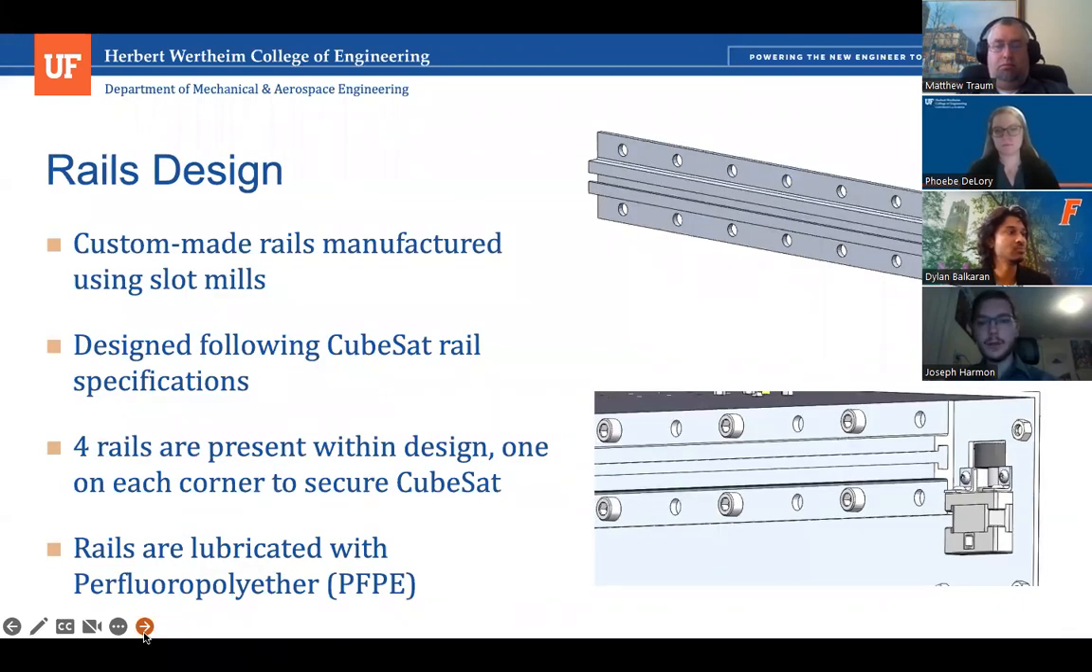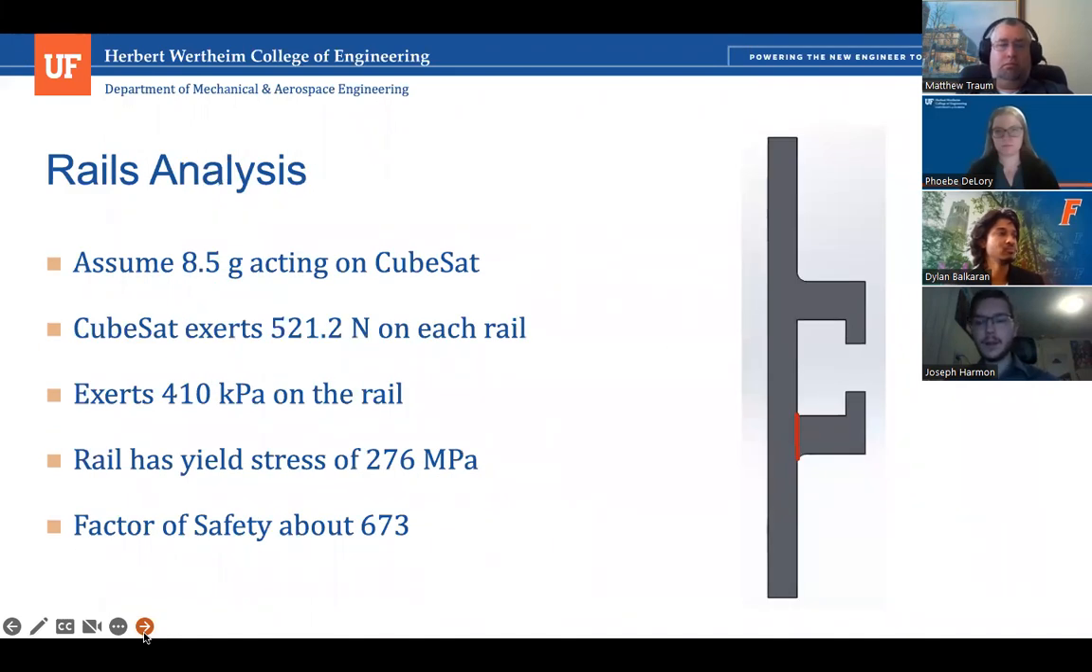So our rail design is designed to meet the needs given to us by our paired aerospace team. They're manufactured using slot mills, and there are 4 rails, 1 for each corner of the CubeSat. Each rail is lubricated using PFPE, which will give us a consistent launch speed without any friction. The rails were analyzed to withstand the 8.5 Gs acting as a structural load.